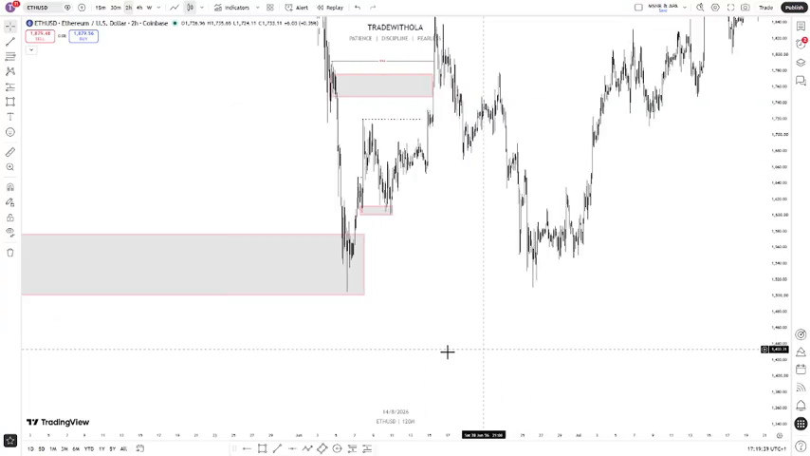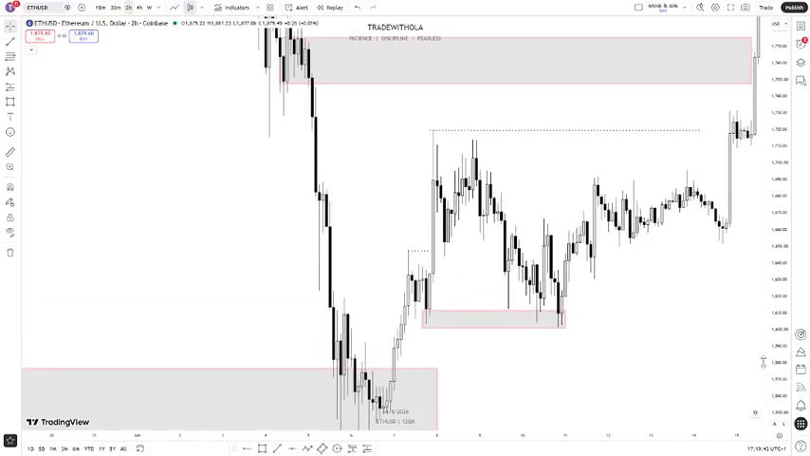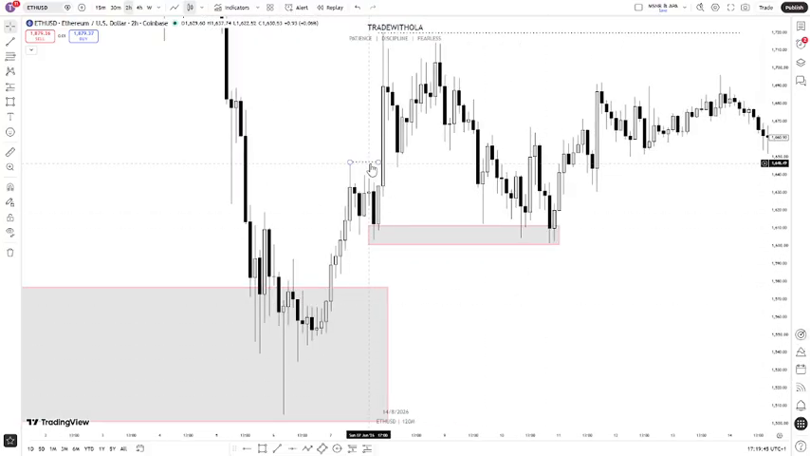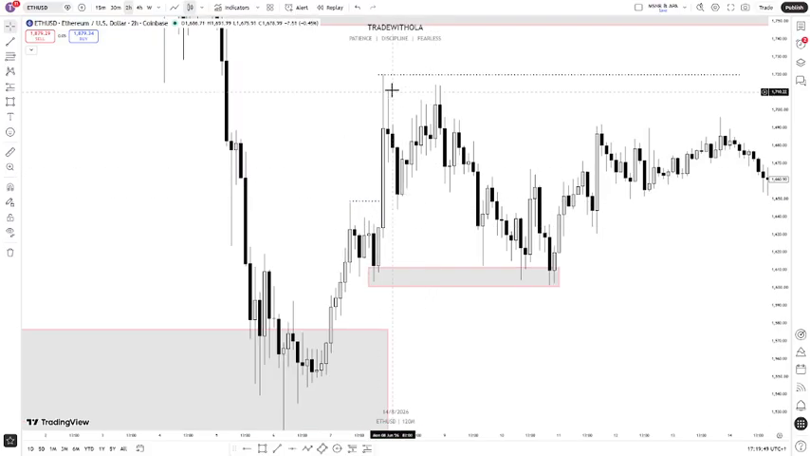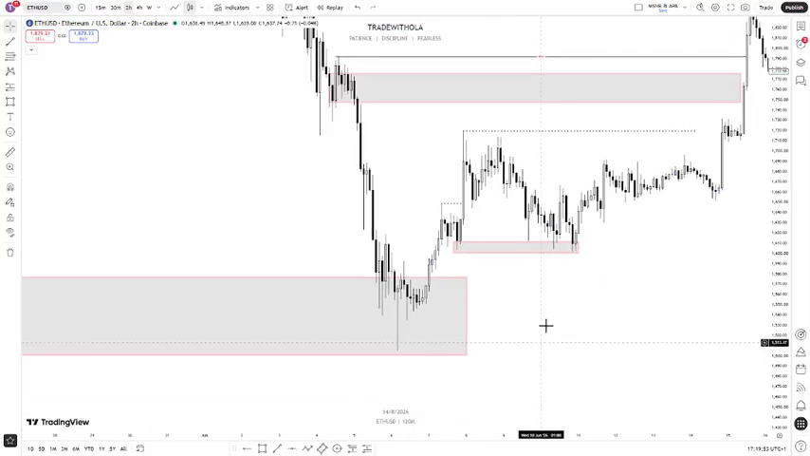So let me show you something here. If you are not seeing the structure properly on 4 hours, scale down to 2 hours, and you can see that we have a break of structure here. The drawn liquidity concept is actually very clear on the 2 hours. So sometimes if you don't see a point of interest where price reacted from on the 4 hours, scroll down to the 2 hours and you will definitely see it.